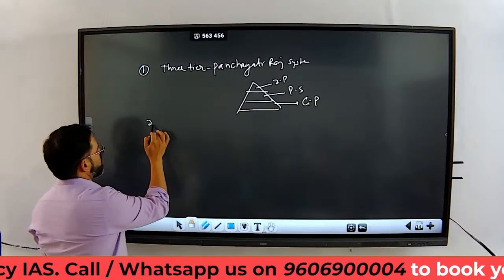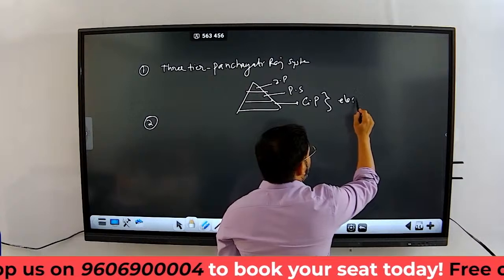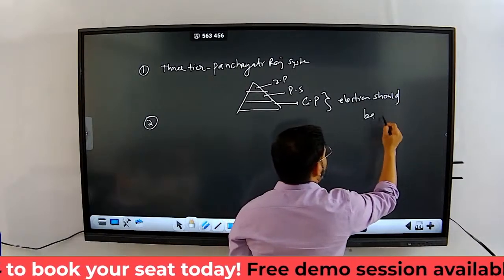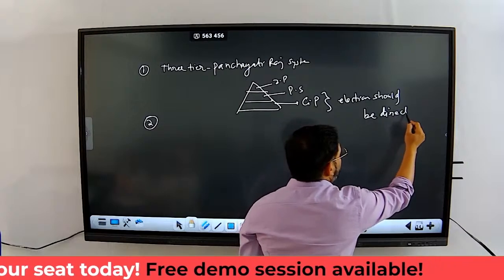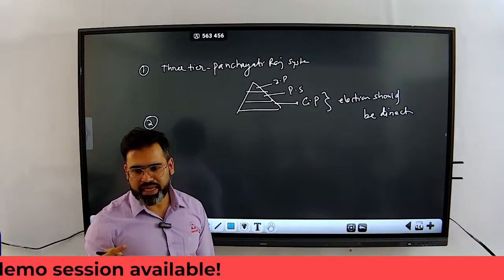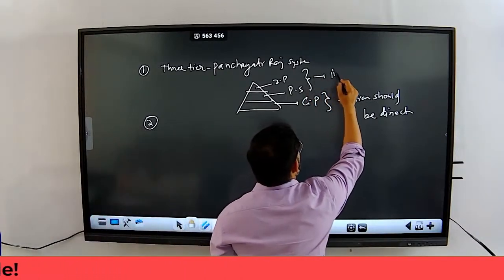Second is, at this level, election should be direct. That means people are directly involved here. They are voting and electing Gram Panchayat Sadas, members. At these two levels, indirect elections.